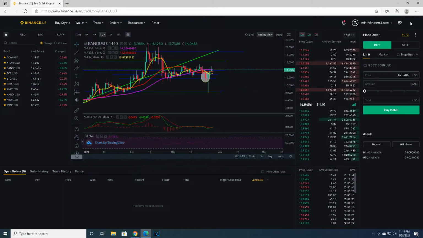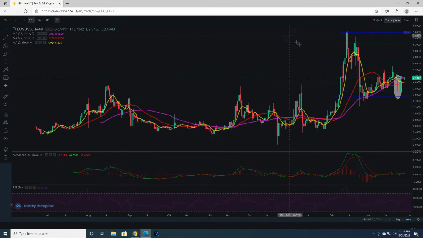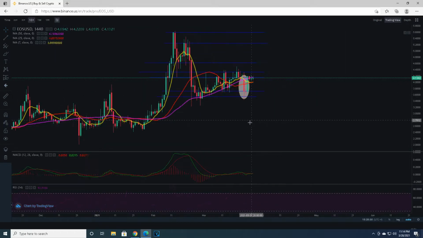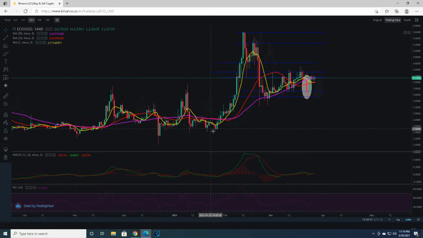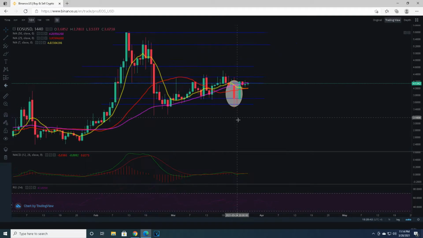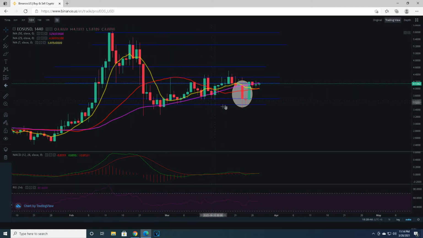Alright guys, next, EOS. EOS, we got our support and resistance lines. I forgot to draw my trend line, but my trend line would be through here. Again, EOS is in a similar position. Does not have the cup and handle quite made, but coming way off of a high.